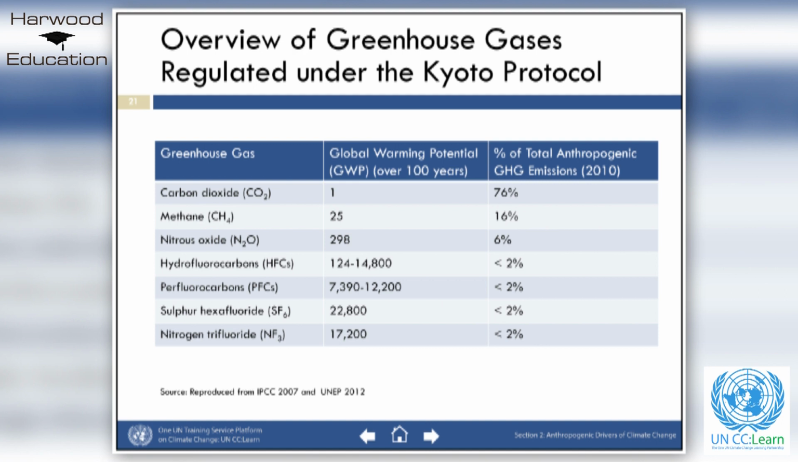For example, the 100-year GWP of methane is 25, which means that if the same mass of methane and carbon dioxide were introduced into the atmosphere, that methane will trap 25 times more heat than the carbon dioxide over the next 100 years.